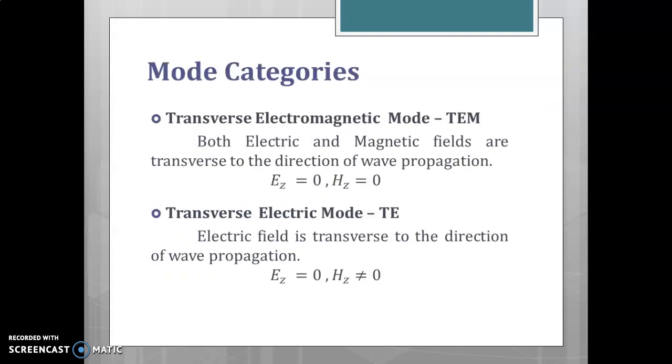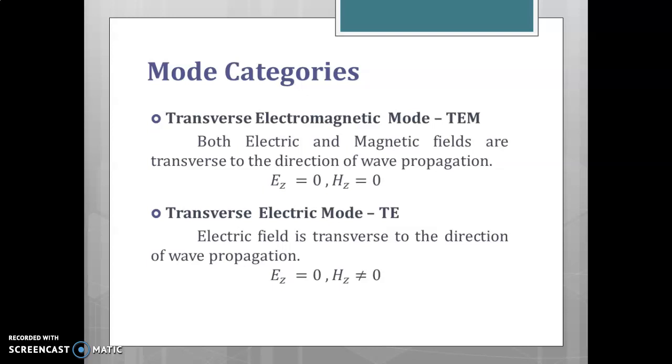There are different types of modes. First, transverse electromagnetic mode. In transverse electromagnetic mode, both the electric and magnetic fields are transverse to the direction of propagation. And we have already assumed that the direction of propagation is in z direction. And here the word transverse means perpendicular. So the electric and magnetic field components will be perpendicular to the z direction. So Ez is equal to 0 and Hz is equal to 0.